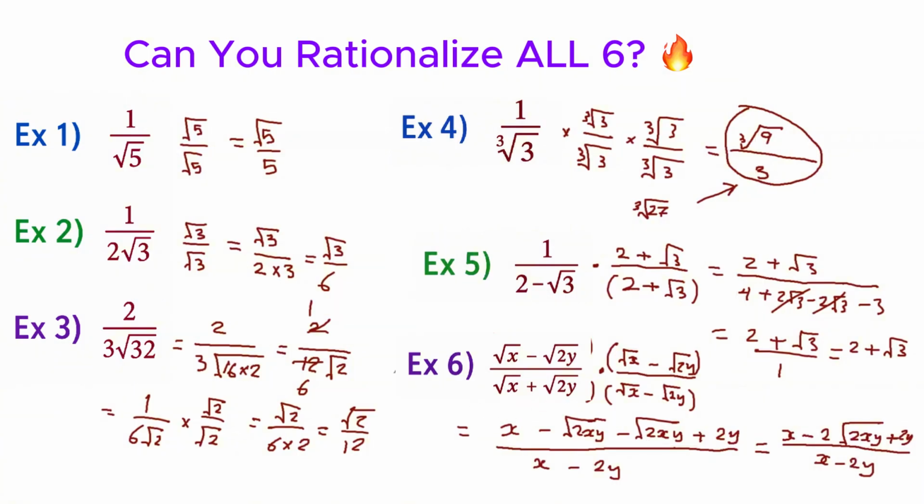And that's it. If you can master these 6 examples, you've got rationalizing the denominators under control.